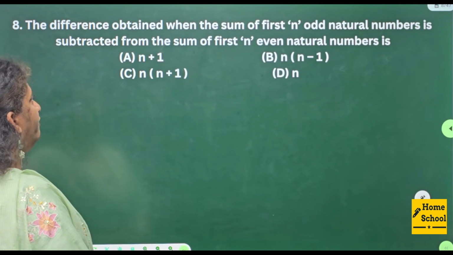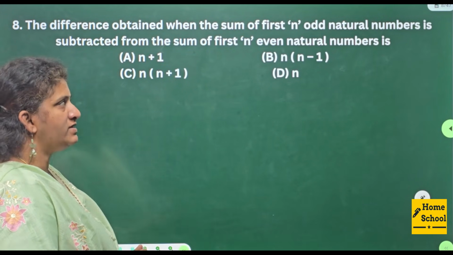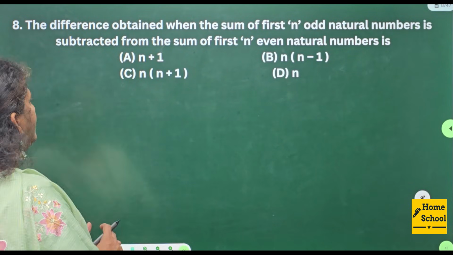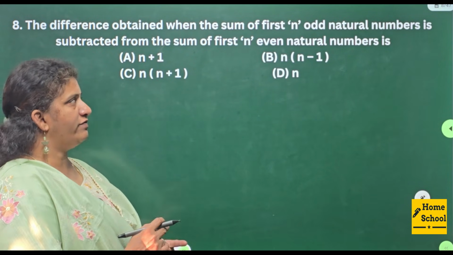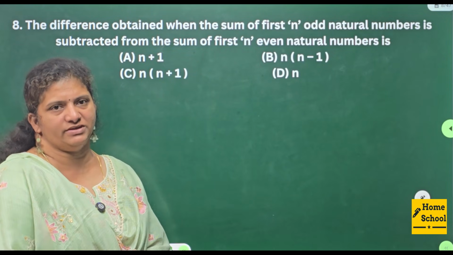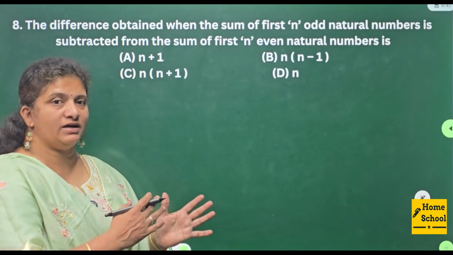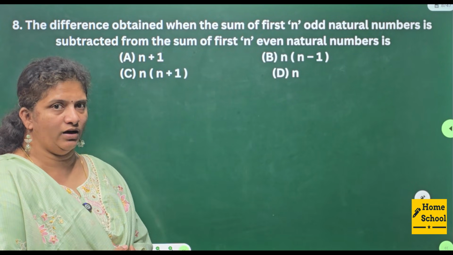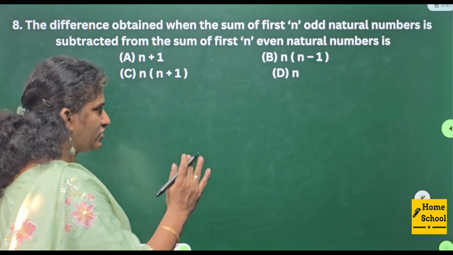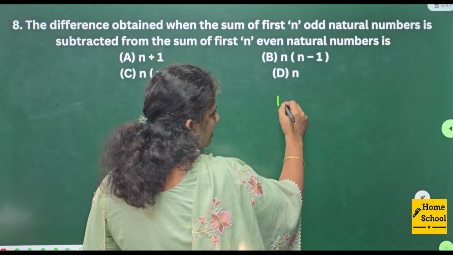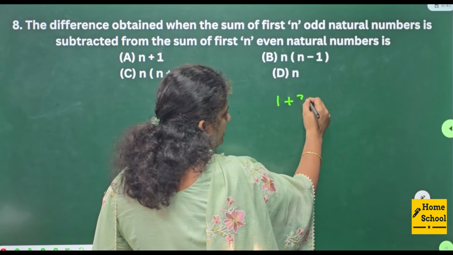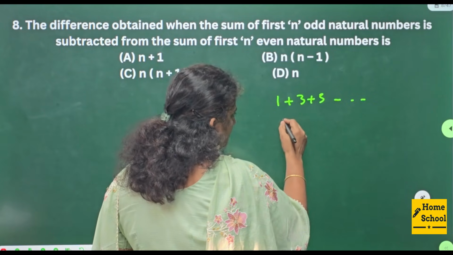Eighth one. The difference obtained when the sum of first n odd natural numbers is subtracted from the sum of first n even natural numbers. As you all know, for the sum of odd natural numbers and even natural numbers, there is a formula. If you forget, you just go with this. Odd natural numbers means 1 plus 3 plus 5 and so on.